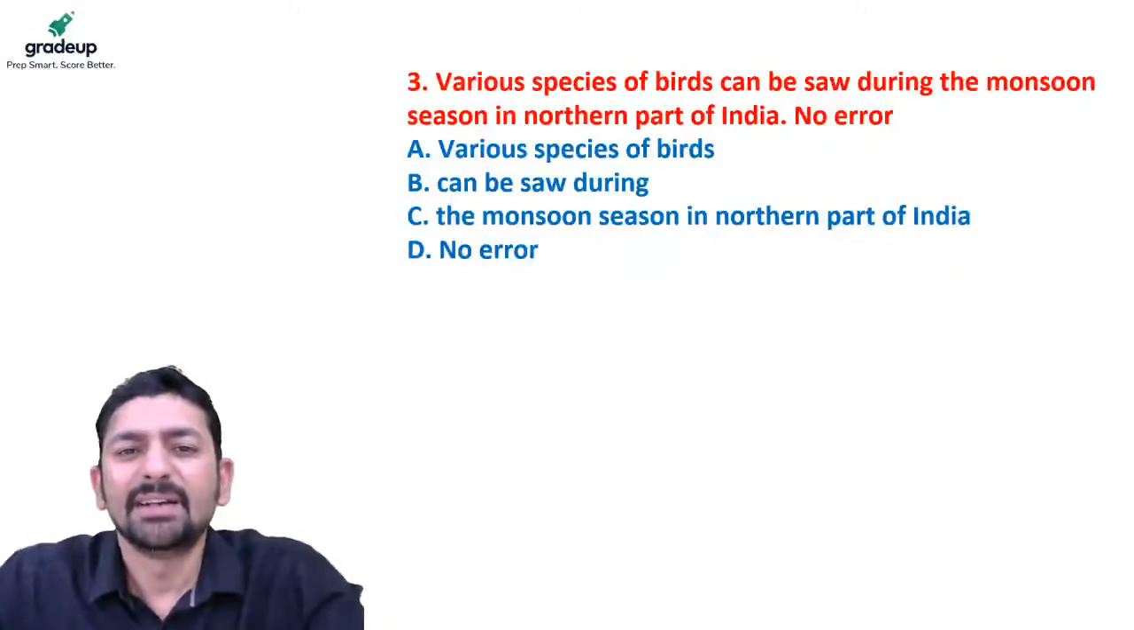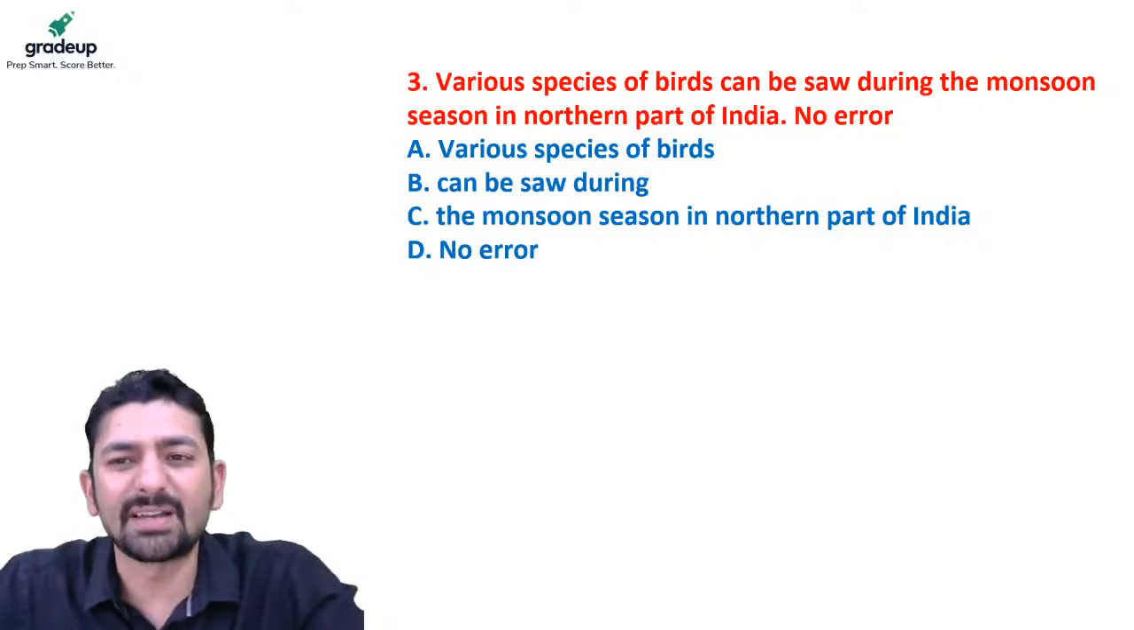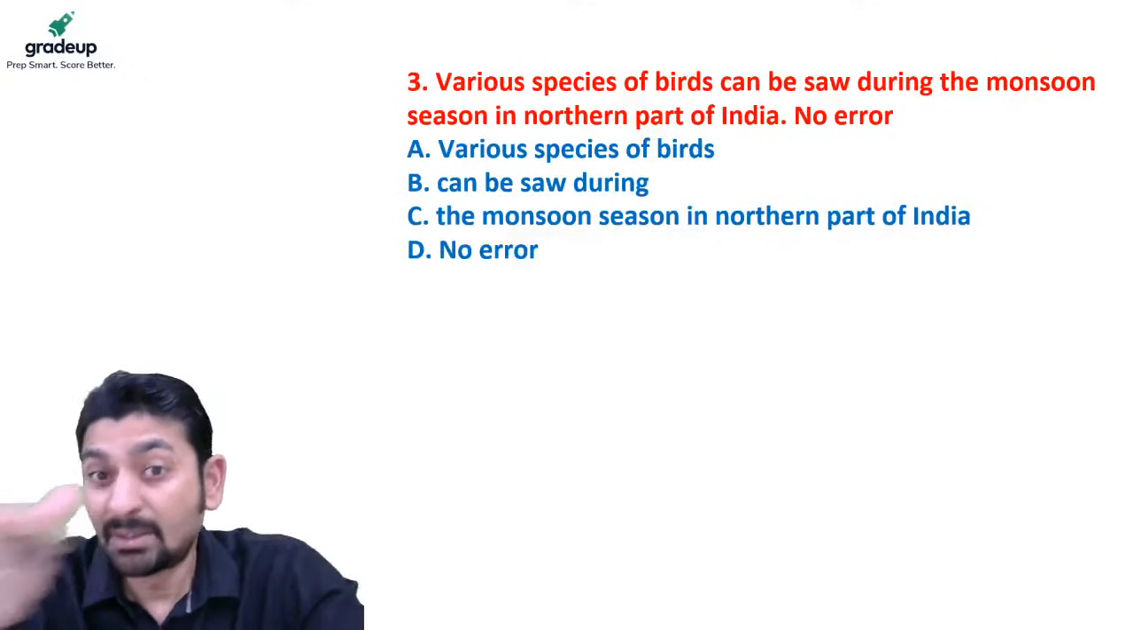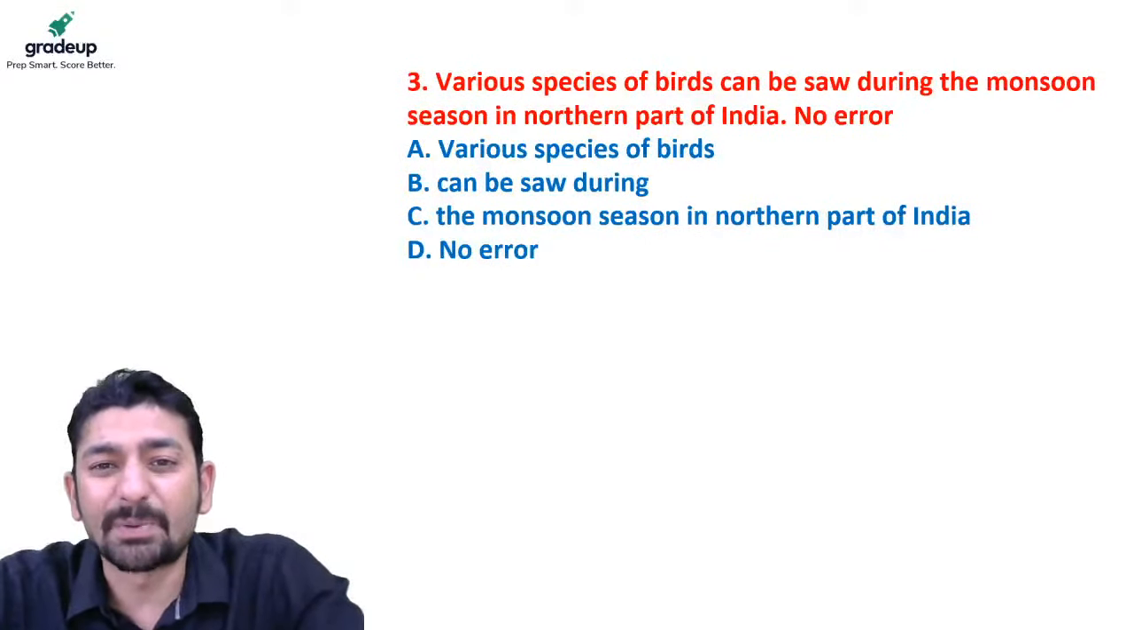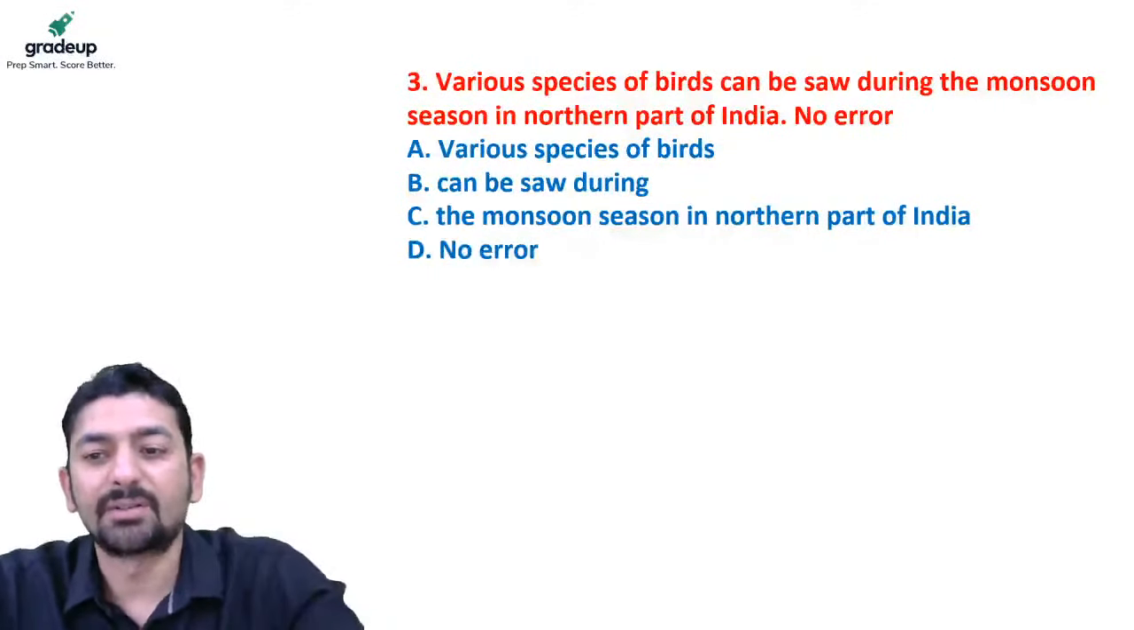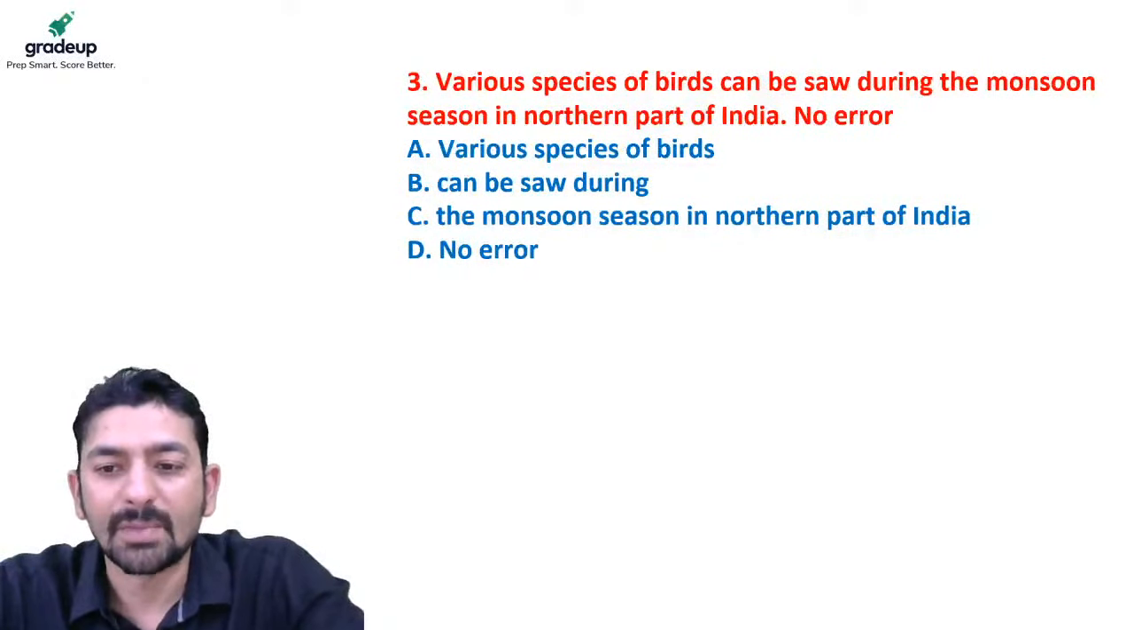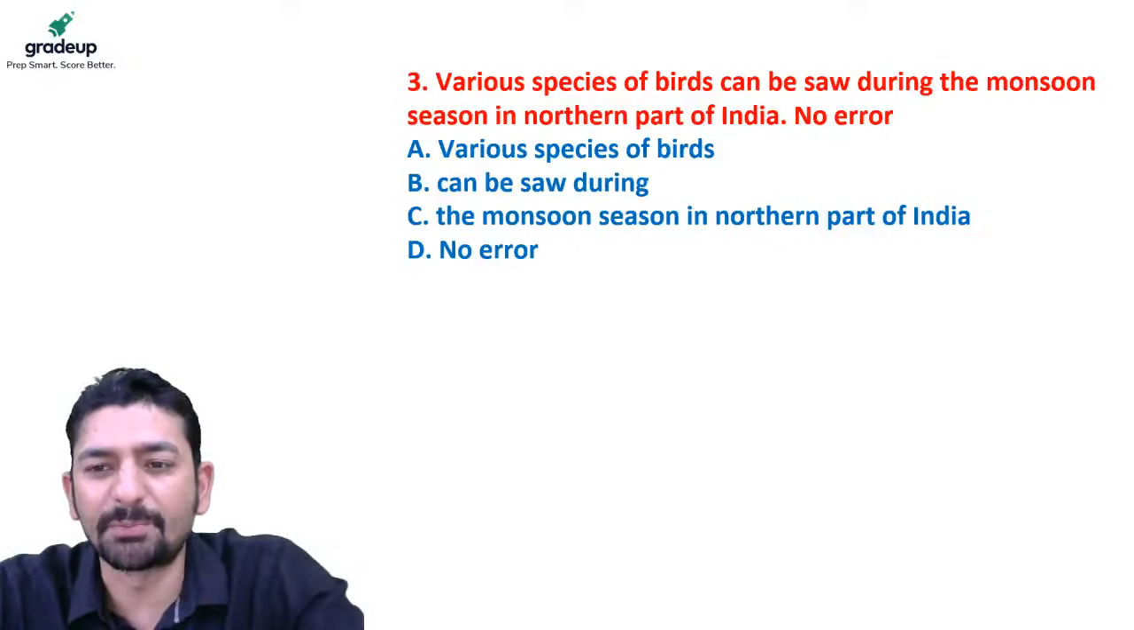Question number 3. It says various species of birds can be saw during the monsoon season in the northern part of India. Can you tell me which part of the sentence has an error on this one? Pretty easy one. Yes, absolutely. I've got a few answers from you people.